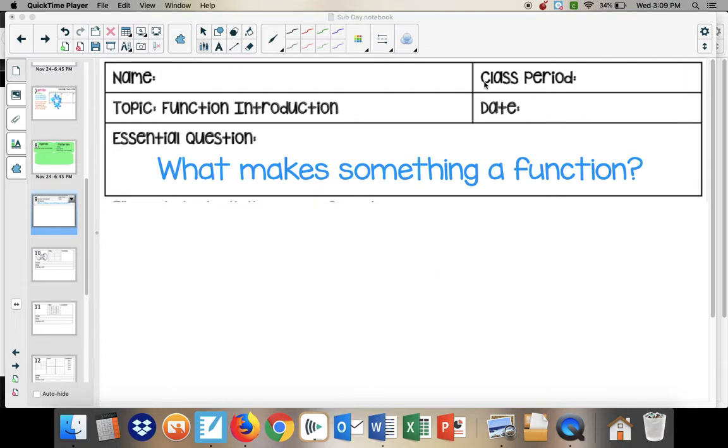So fill out the date. It's the 21st. Your class period, either 6th or 7th. Your essential question, what makes something a function? And again, as I go through this, you stop, you pause when you need to. I am going to go through as if I'm not going to take any pauses today. So here we go.